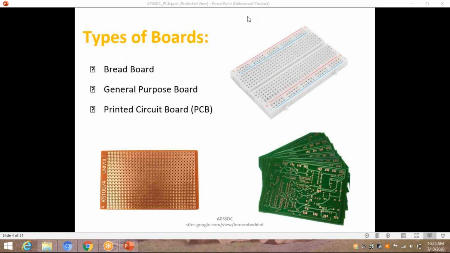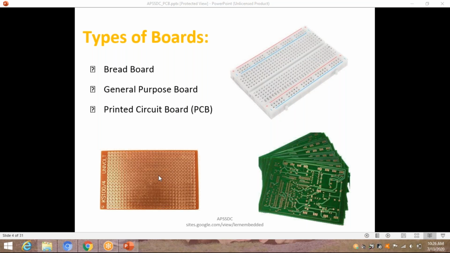Okay, guys, I think all of you know what this is, and you know about breadboard. And what is a general purpose board? Can anyone tell me? It's for soldering purpose, sir. Just soldering purpose. By practicing what? We can use that general purpose board in practicing. Okay, for practicing.